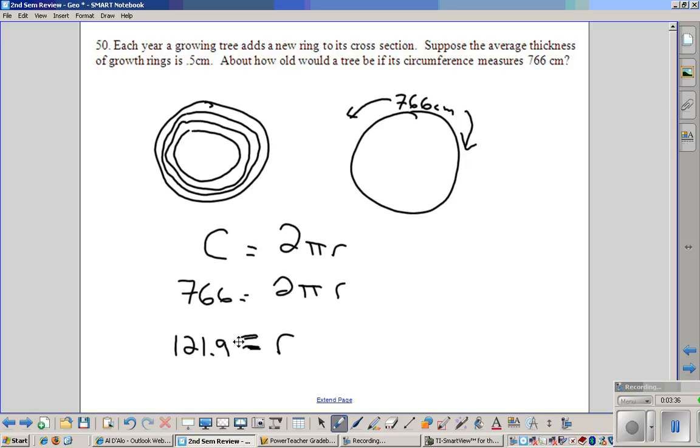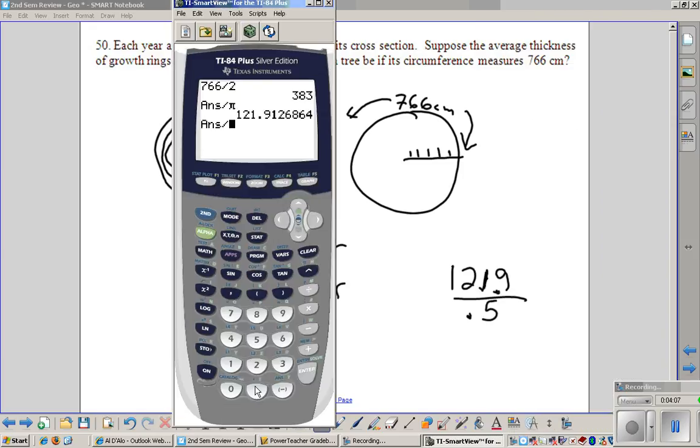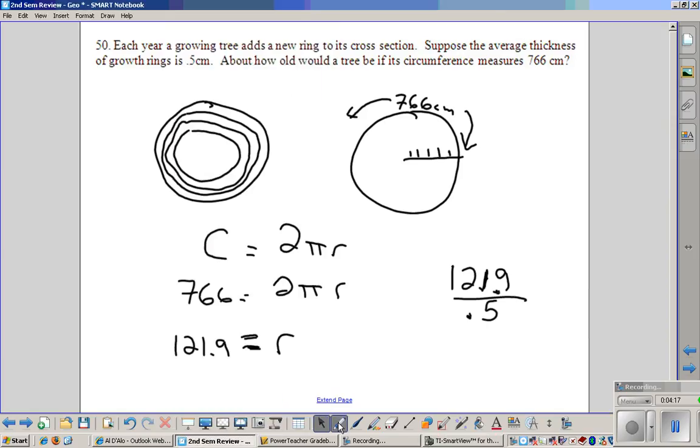Okay, so how many rings is that? So if you take 121.9, that's the radius. Each ring represents 0.5, so how many of these 0.5 rings are there? So we'll divide by 0.5. We get 243. So the age of the tree is about 243, 244 years old. So it's about 243 years old. Okay.